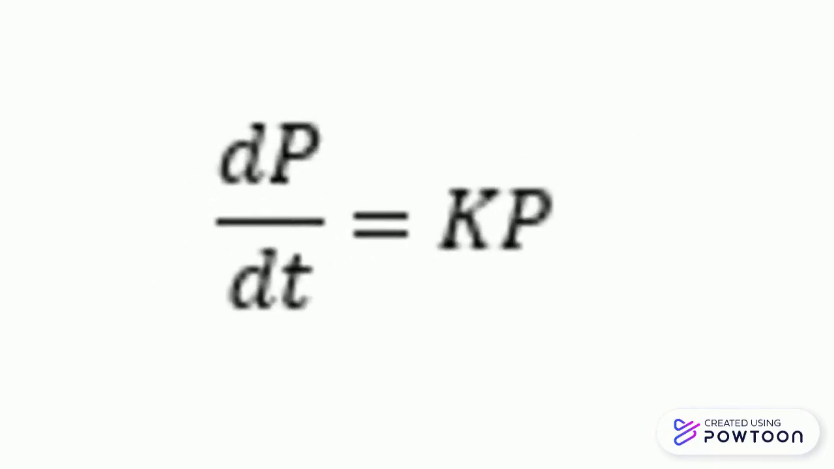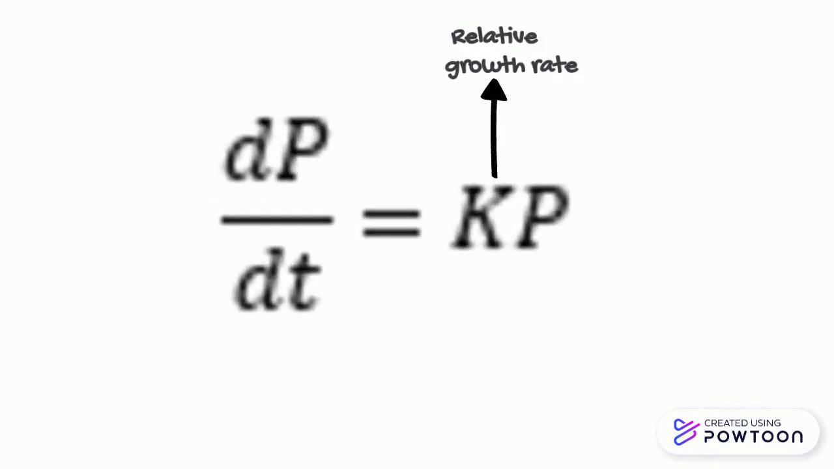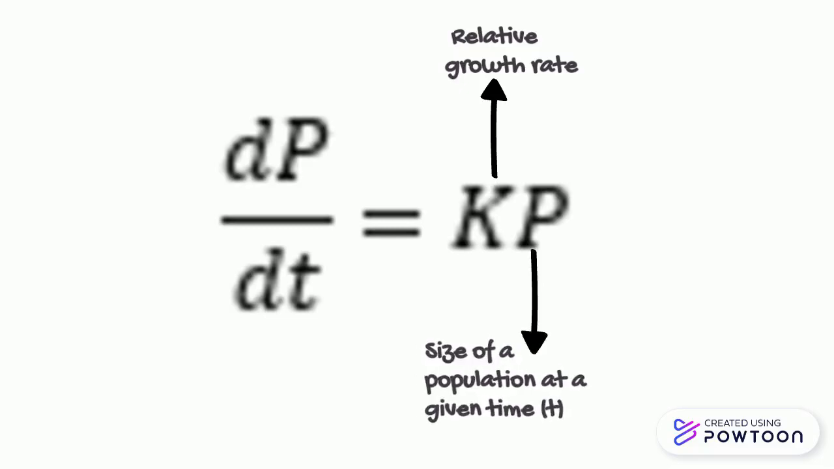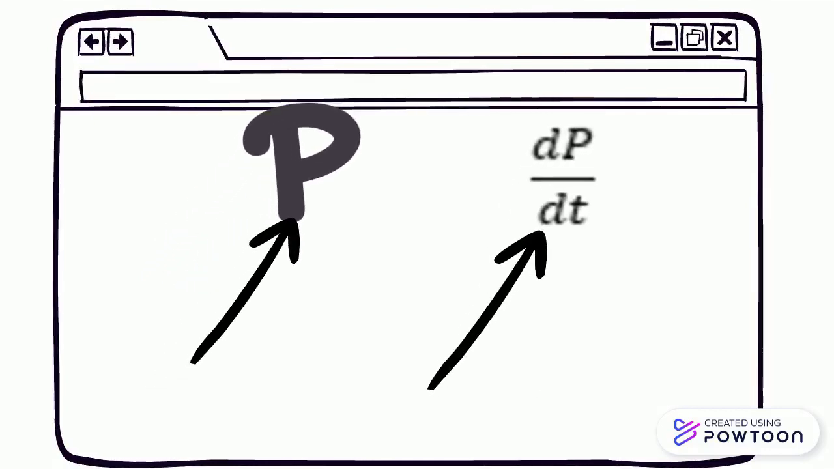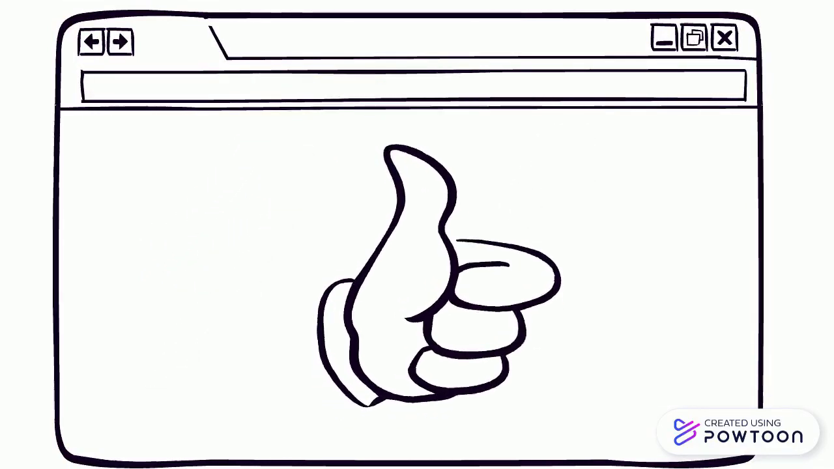In our equation, k is equal to the relative growth rate, P is equal to the size of the population at a given time, and if our population increases, the division of the derivatives will also increase proportionally.